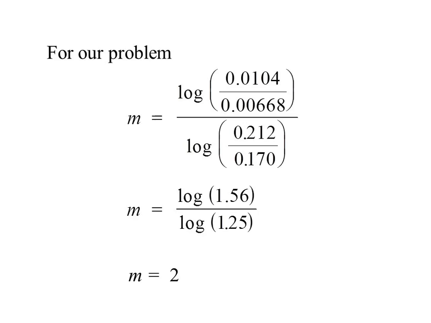And like I said, I don't know my way around logs too much, but I know what you cannot do is take the log of the ratio 1.56 to 1.25. That does not work. That's not how logs allow you to do that.